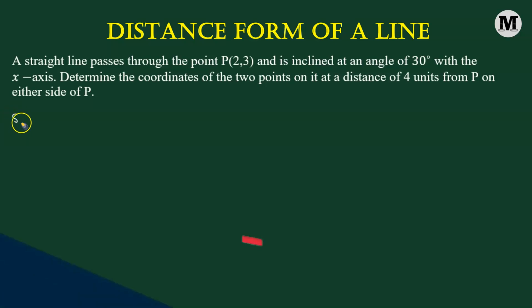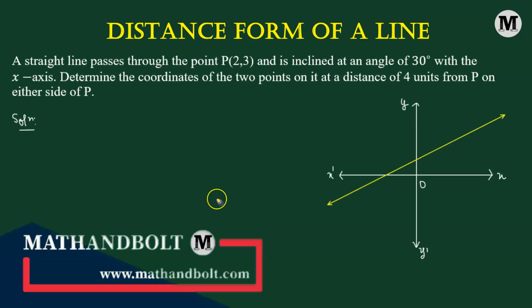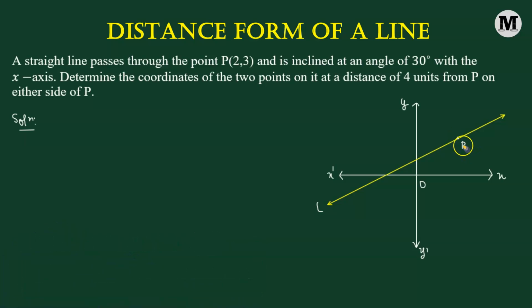Okay, let us begin. First, we'll try to understand the problem graphically. Let us suppose we have the straight line L, and it passes through the point P having the coordinates (2, 3). This line makes an angle of 30 degrees with the positive direction of the x-axis. Now we need to determine 2 points which lie at a distance of 4 units on either side of P.